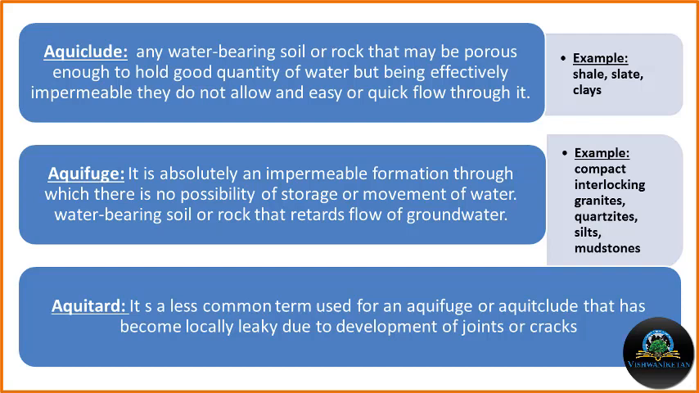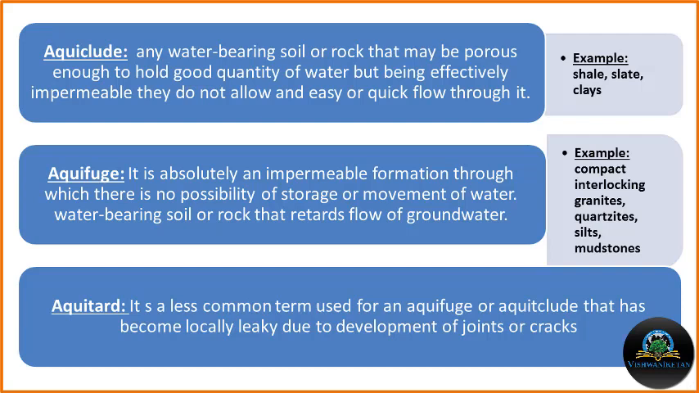Aquifuges are the absolutely impermeable formations through which there is no possibility of storage of the water or the movement of the water. That means the porosity and permeability are very low. Examples are compact interlocking granites, quartzite, silt, mudstone or even sandstone when it is well cemented.